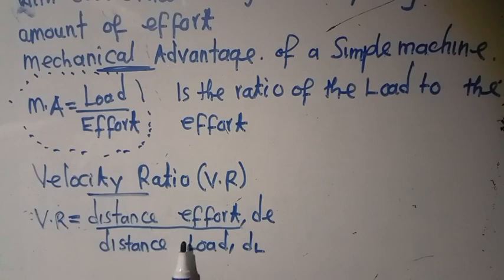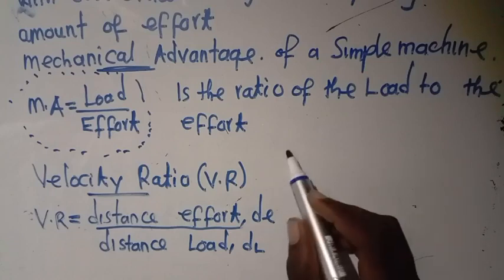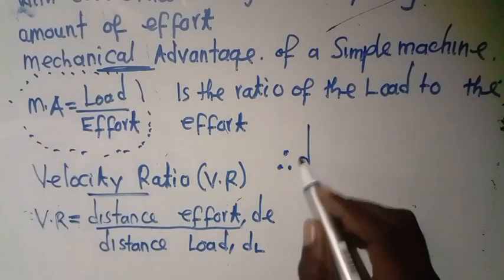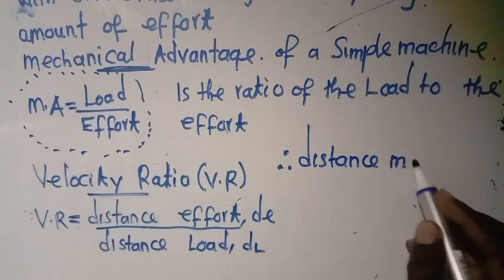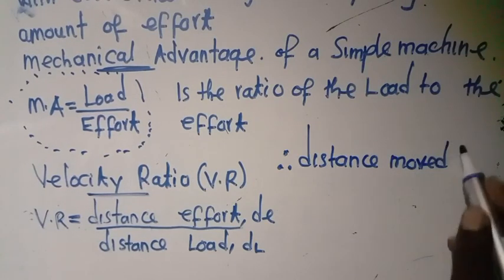So velocity ratio is the ratio of the effort distance to the load distance. Okay, this is so good. People get to know these things. Velocity ratio is the distance moved by effort to the distance moved by load. This is what I'm talking about. This is a distance moved, distance moved by what?